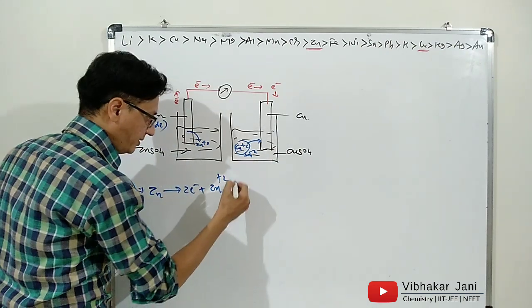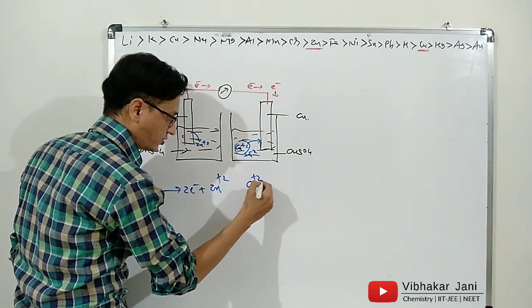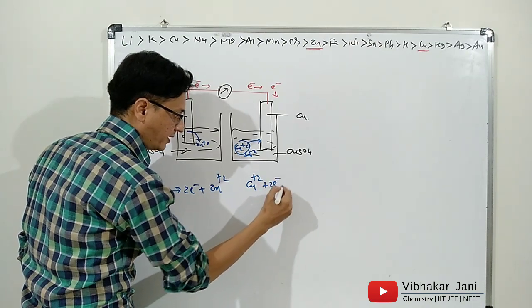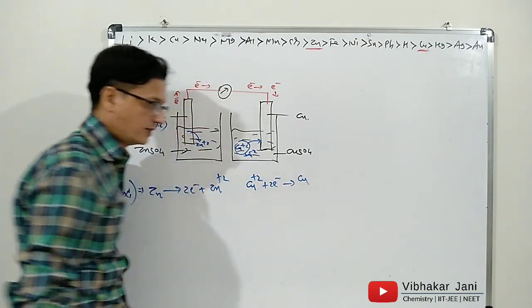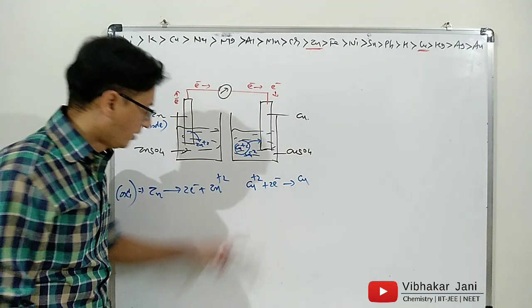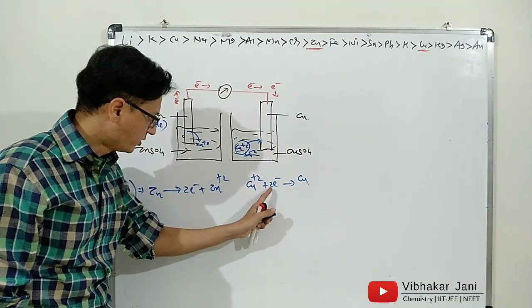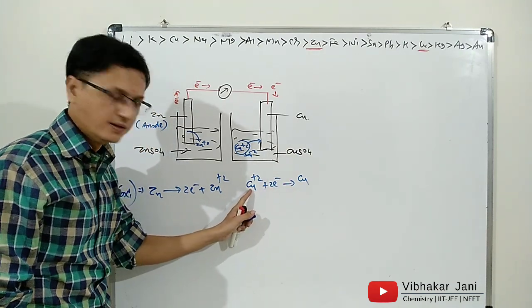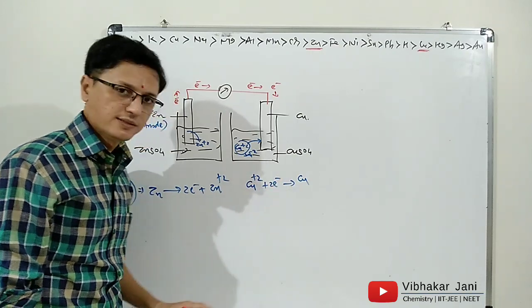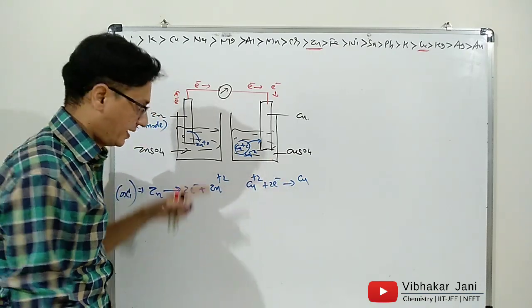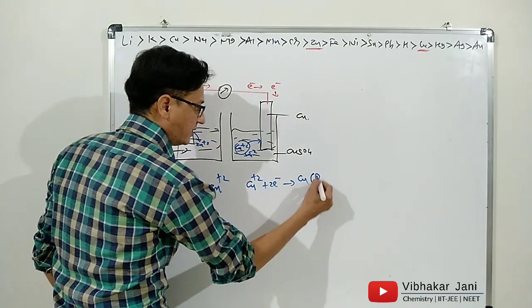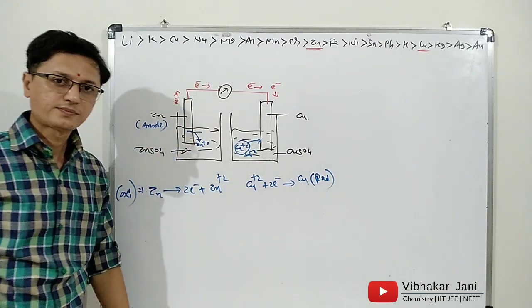So the reaction will be like this. Cu+2, when it accepts 2 electrons, is converted into Cu. Now this is a reduction reaction because gaining of electrons has occurred. The oxidation number decreases, +2 to 0. And when this happens, it is known as the reduction half reaction.